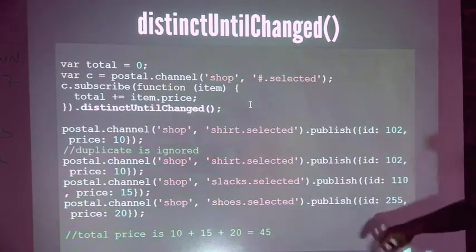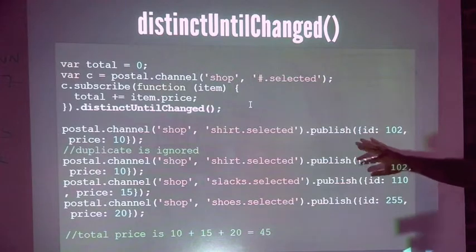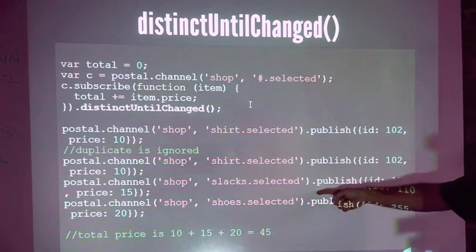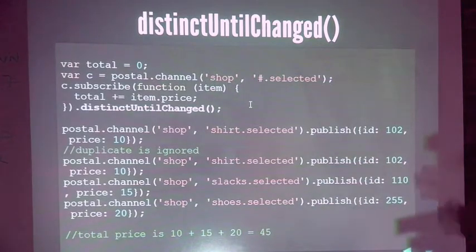Now the important thing to note here is that this is consecutive. It only ignores consecutive duplicate events. So if I were to move this publish down here and slacks was in between, it wouldn't ignore that as a duplicate. So it's distinct until changed. Until the topic has changed, ignore any distincts that follow it. It's not really a great method name, but I didn't think of it, so.